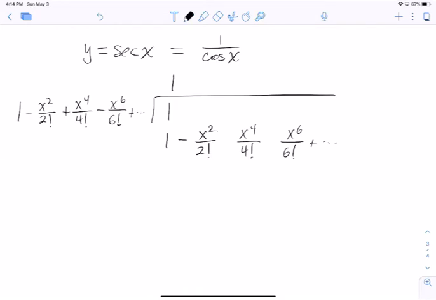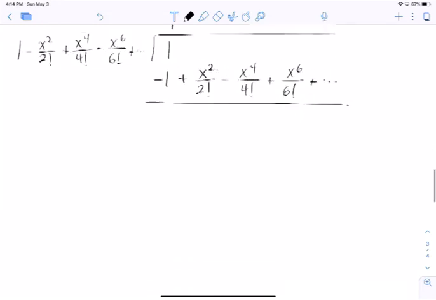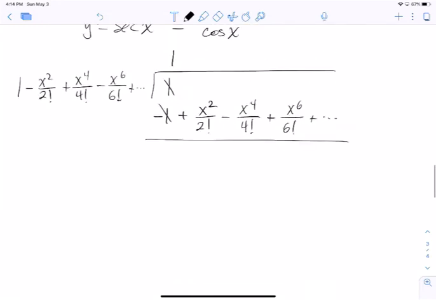We're going to subtract the whole thing, and so actually everything is going to end up with opposite signs from what it had. So negative 1 plus x squared over 2 factorial minus x to the 4th over 4 factorial, and so on. After we have added now, we see that 1 minus 1 will subtract out. We're left with x squared over 2 factorial minus x to the 4th over 4 factorial plus x to the 6th over 6 factorial.